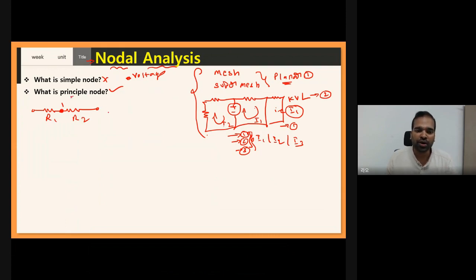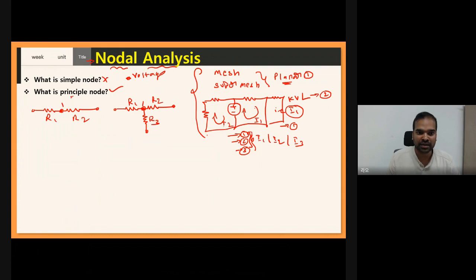Two or more elements. Okay, here it is not two or more elements. For example, I have taken three resistors, that is R1, R2 and R3. Now these three elements are connected at a common place. Where? This one. This is the common place. Now I can say this is my principal node. So how many principal nodes do I have here? 1. Now in nodal analysis, we don't consider a simple node. We will consider a principal node.